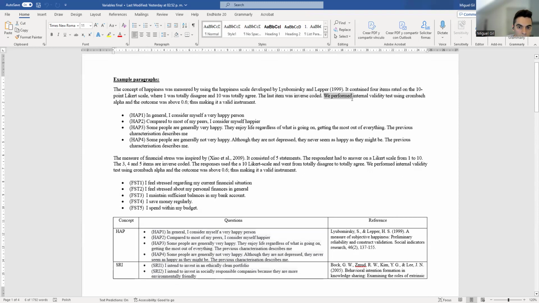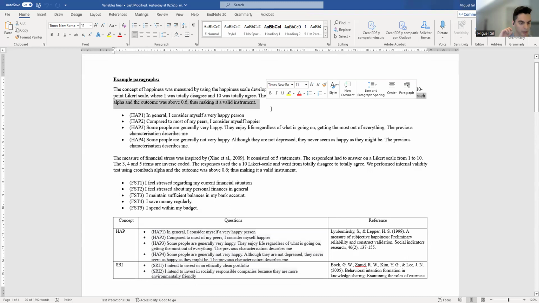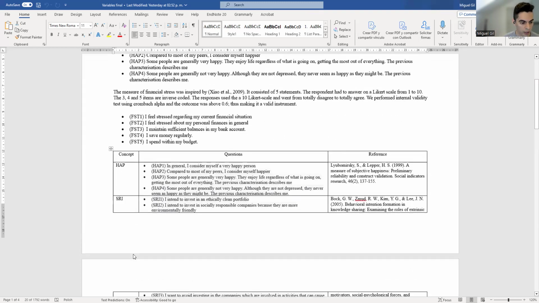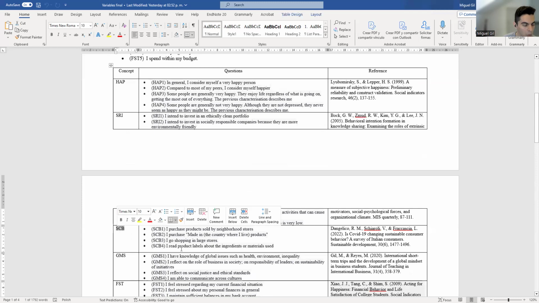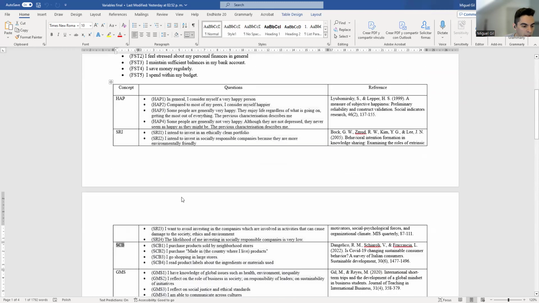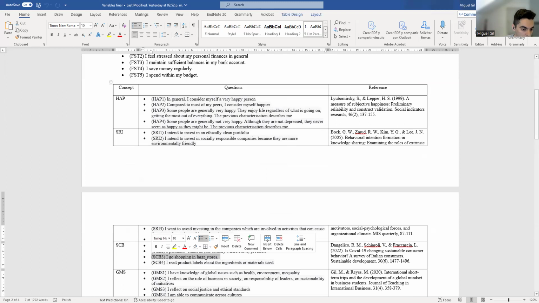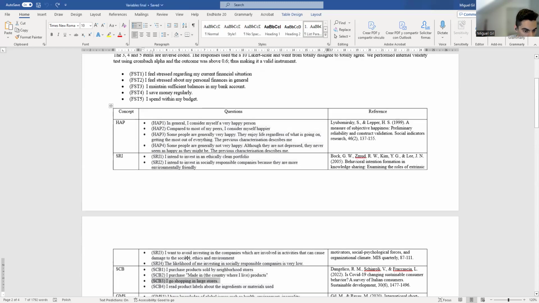And the last thing, we performed an internal validity test using Cronbach alpha, and the outcome was above 0.6, thus making it a valid instrument. You remember we did this test. Another important thing for sustainable consumer behavior: that was the only variable where we had a problem. Do you remember that? In that variable, we had to remove question 3 because that was problematic. I think it led to a Cronbach alpha of like 0.4 or something like that. So we had to remove question 3. So very important for groups who are dealing with sustainable consumer behavior, you are actually removing this one. You are not using it, but say it here.